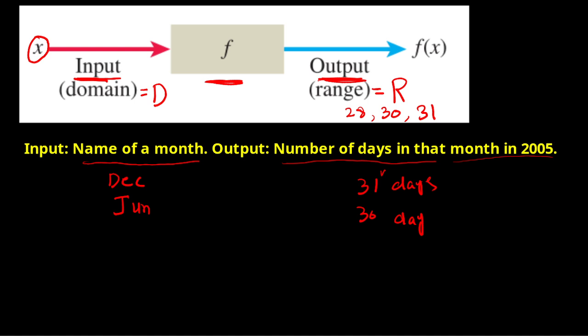So this statement describes a function, because for every input value you have a unique output value. So your range is a set consisting of 3 values, that is 28 days, 30 days, and 31 days, and your input value is all the 12 months from January to December. So the 12 months are your input values, the set of the domain.